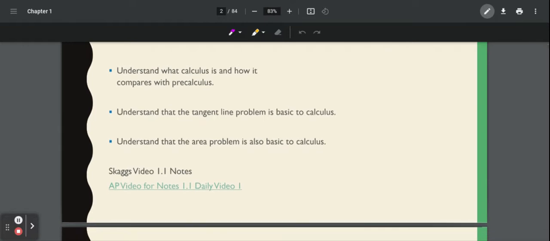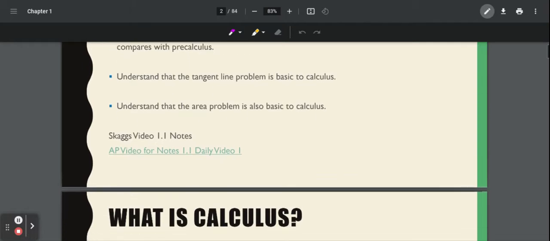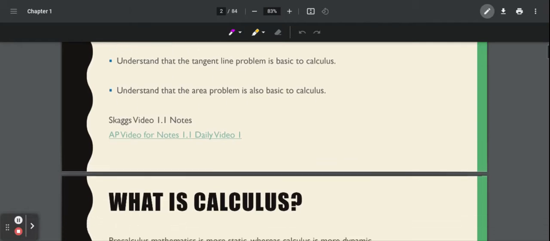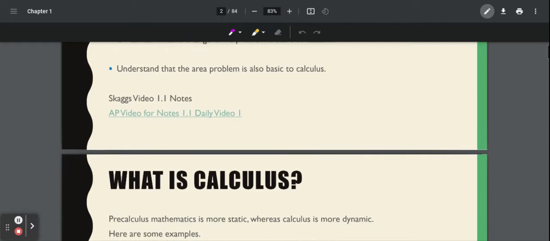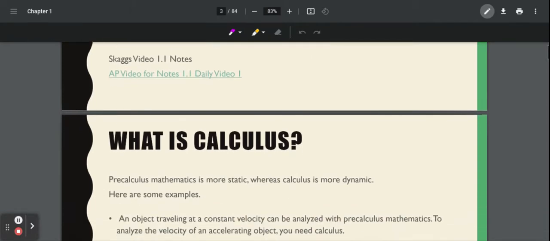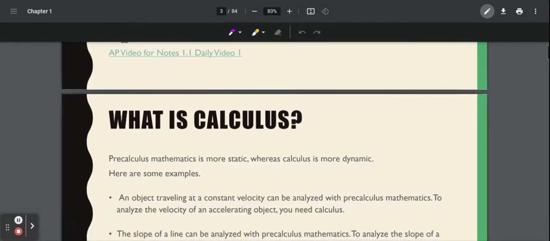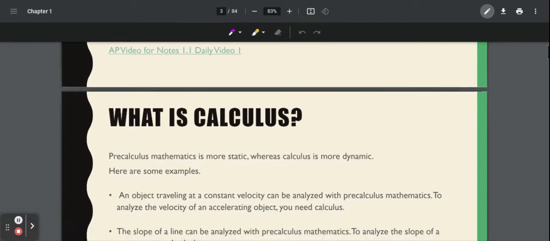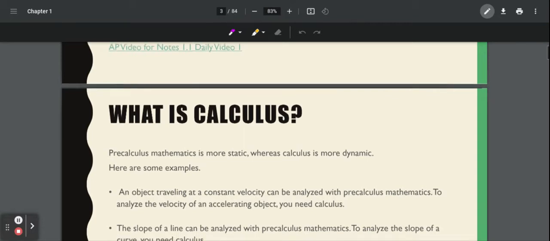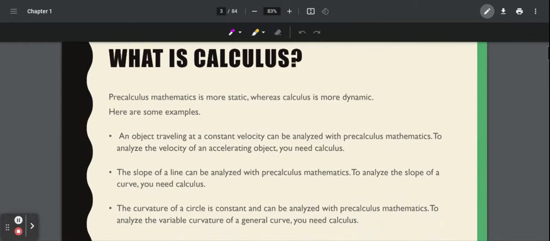So the objectives are we're going to start to understand what calculus is and how it compares with pre-calc. Understand that the tangent line problem is basic to calculus and that the area problem is also basic to calculus. And then there's also an AP video for the notes that's linked, and that is on your AP classroom that we joined earlier. So that would be something probably worth watching as well.